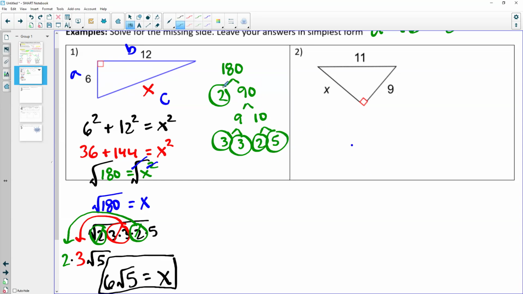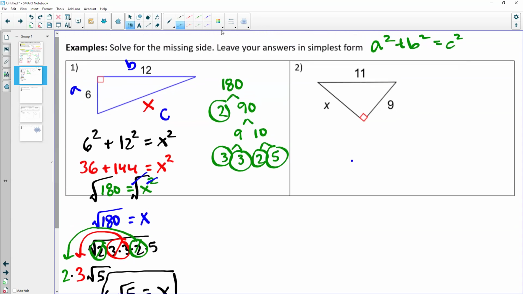The next one is just slightly different. In this next one, we are still solving for the missing side. In this case, the missing side they labeled for us as x. If I'm utilizing the Pythagorean theorem here, we want to make sure that we label the hypotenuse with c. My hypotenuse here is across from the 90. Across from the 90 would be 11. So that's my hypotenuse. And I'm going to call this side length of x a, and this side length here b.